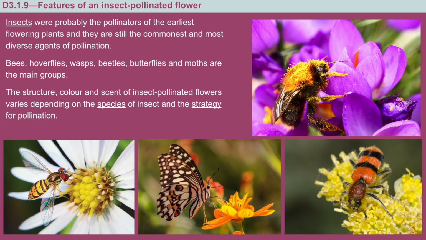So pollination usually occurs by insects, but can also occur by other means like birds or wind or even water. But we're going to see here that insects are probably the pollinators of the earliest flowering plants. They're still the most common, most diverse agents of pollination. They're going to be specific to specific species of flowers that they're attracted to, and they are then adapted to be able to carry that pollen to other plants of that species and drop it off at the stigma that is awaiting.